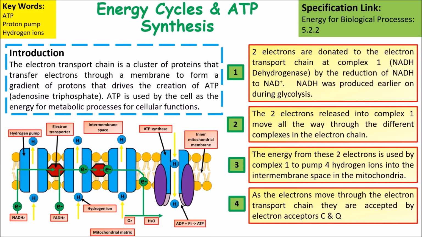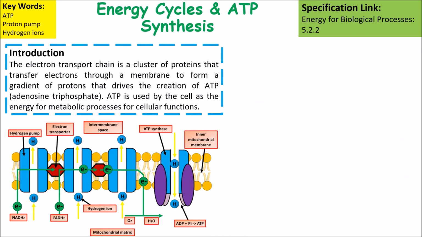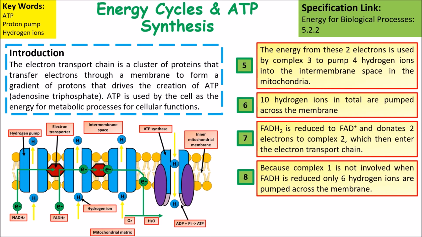As these electrons move through the electron transport chain, they are accepted by electron acceptors. These 2 electron acceptors are called C and Q. The energy from these 2 electrons is then used by complex 3 to pump another 4 hydrogen ions into the inner membrane space. So 10 hydrogen ions in total are pumped across the membrane.